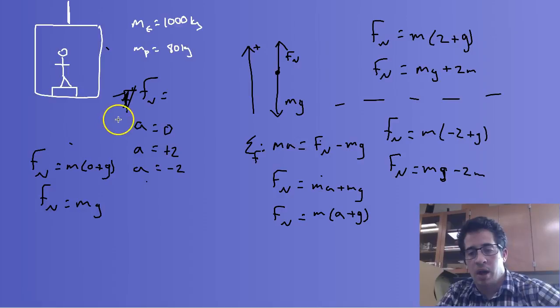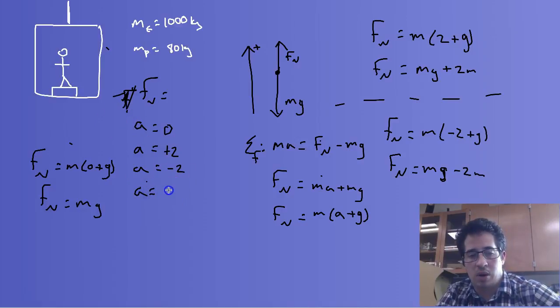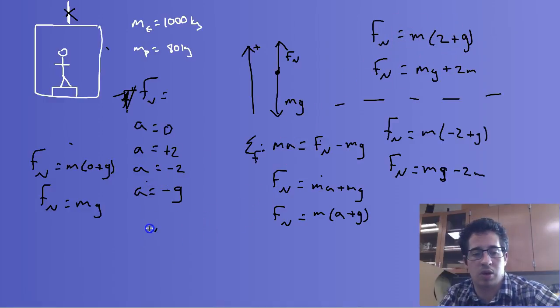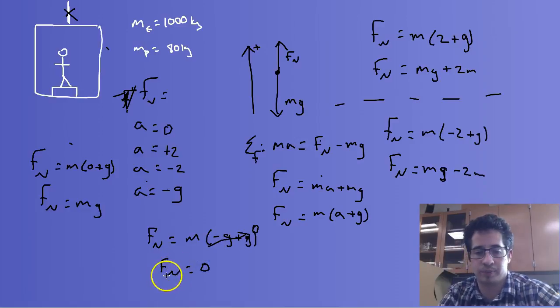Okay? There's another question we could ask. What if your acceleration is downward at negative g, so downward at the rate of gravity? Basically, if this cable has been cut and you're just falling downward, what is your weight then, or the normal force? And so we'll say Fn equals m, and in this case a is going to be negative g, which means this will be equal to 0, and then the normal force you experience is equal to 0.